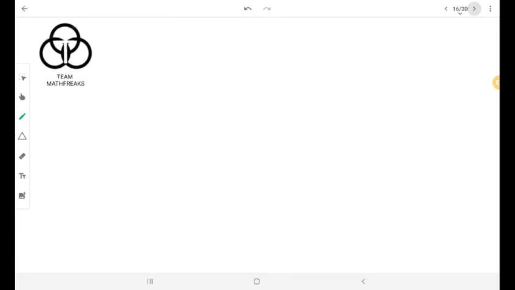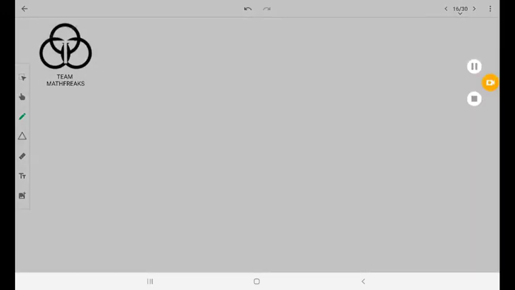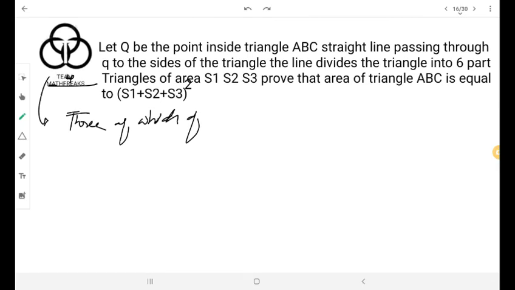Let's solve a difficult problem. Not difficult. This is the next question. Let Q be a point inside triangle ABC. We have any triangle ABC, in it we have a point Q. Okay, any arbitrary point Q.